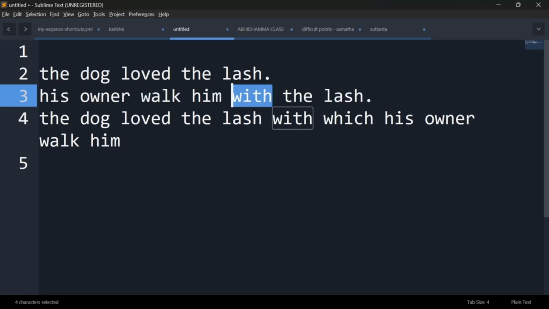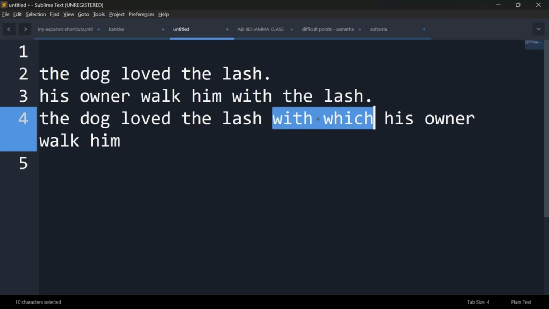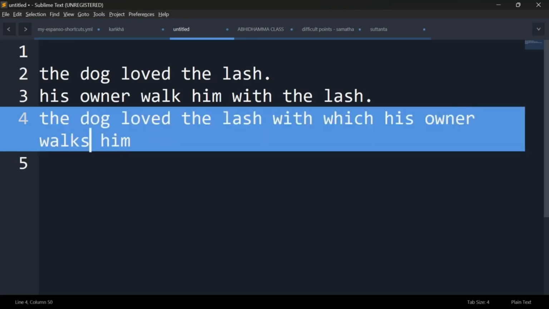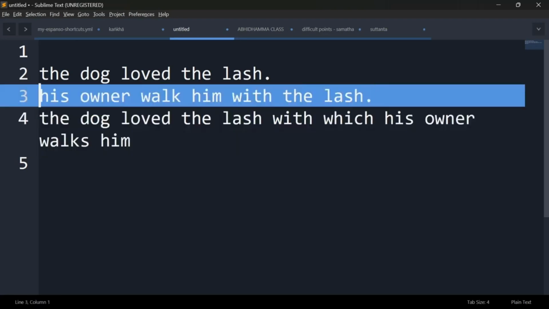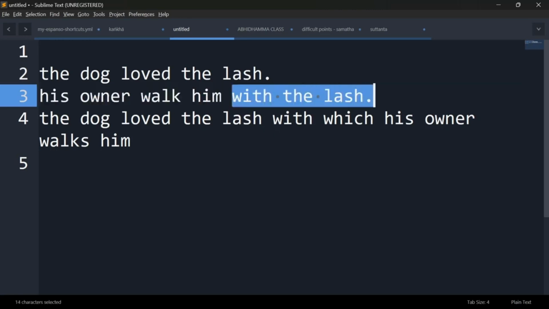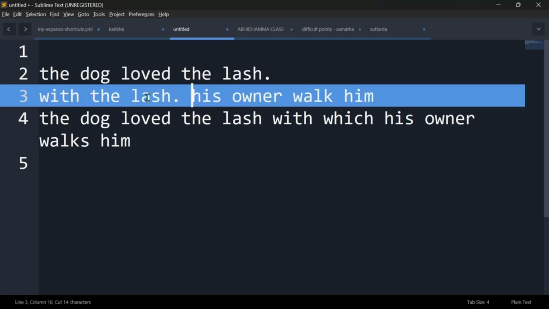So if we put it before, then it will be over here, with which. Then now the subject, his owner, walks him. Understand? It's not so complex, you see? His owner walks him, and then in the relative clause, you take this, with the leash, and you bring it to the beginning of the clause. With the leash, his owner walks him. You understand?